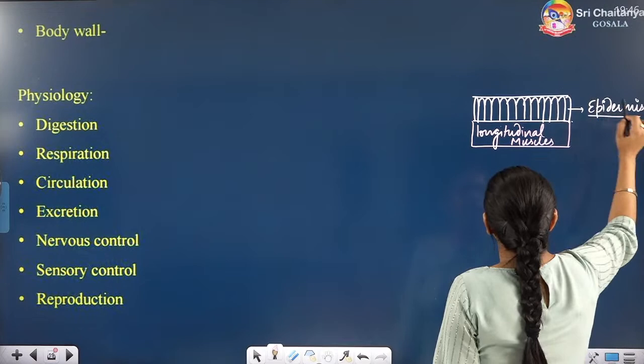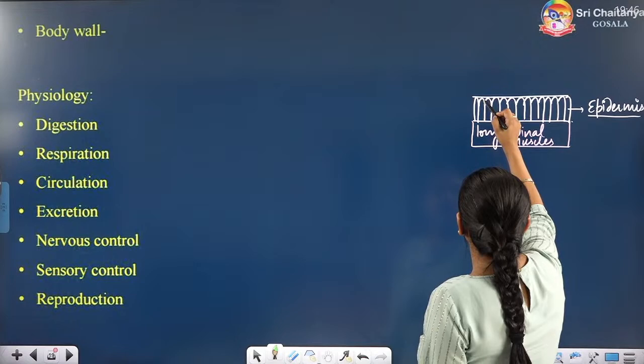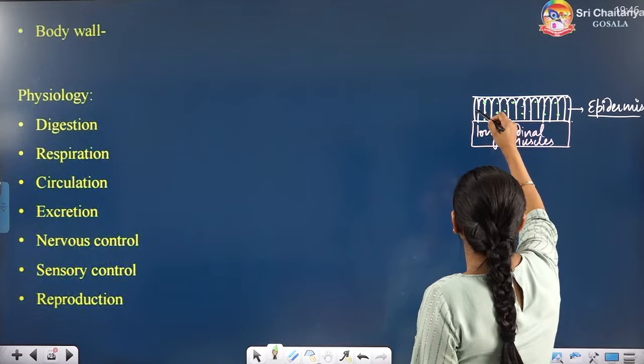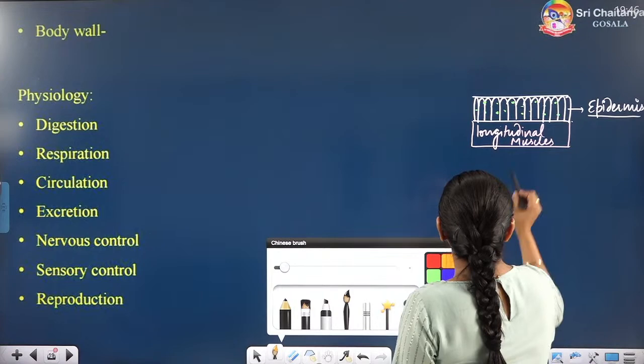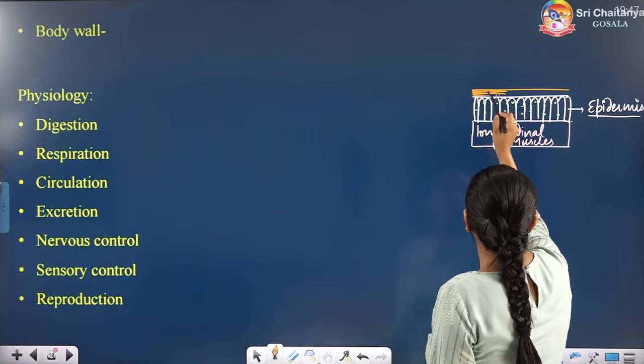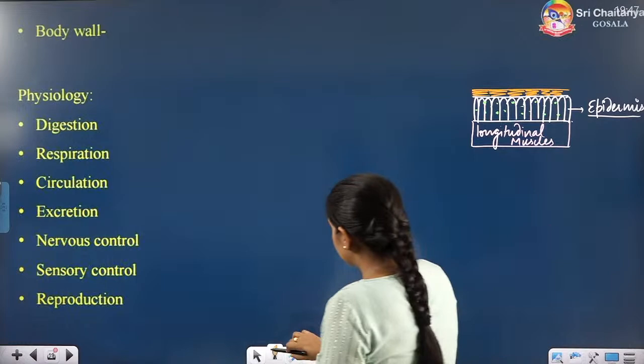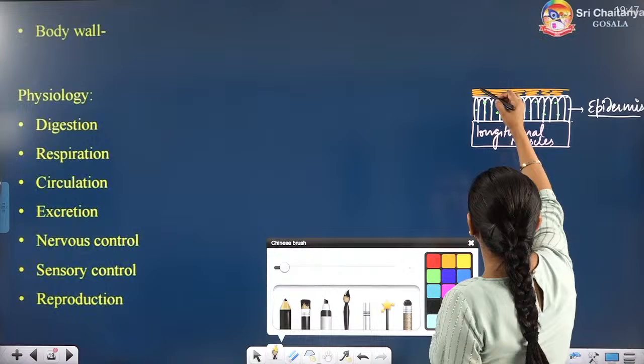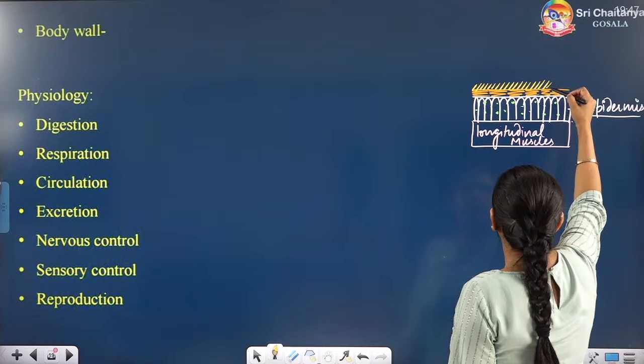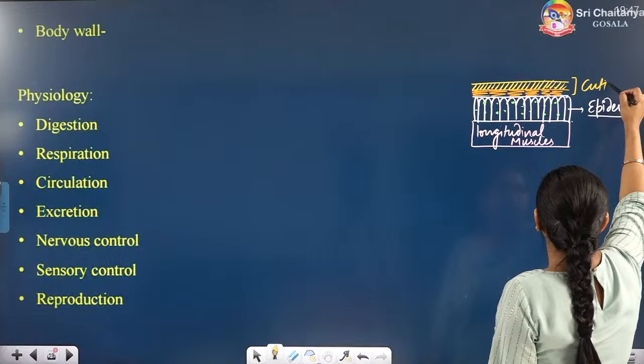And epidermis is syncytial. Syncytial means there are so many nuclei, multinucleated epidermis. And then epidermis is secreting the cuticle. So here this is cuticle. Cuticle also is made up of two proteins, one is keratin and one is collagen. Outer there is keratin, and on the inner side there will be collagen. So basically this is cuticle, beta, and this is muscularis.